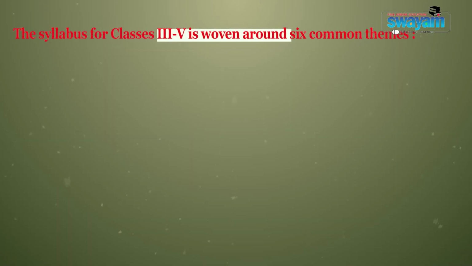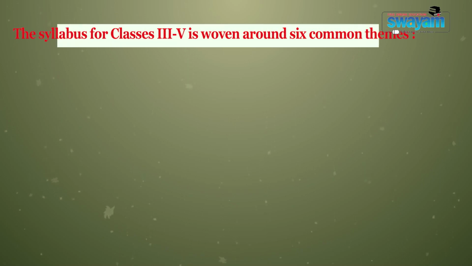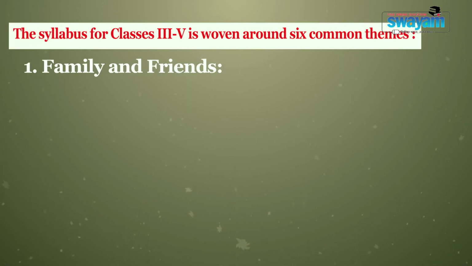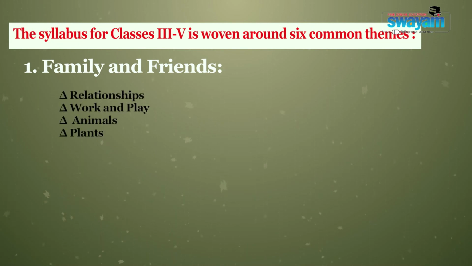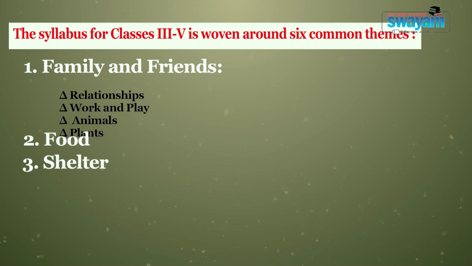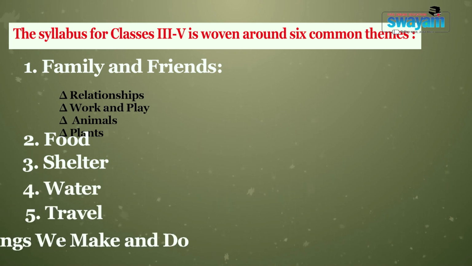This syllabus web has been developed within a child-centered perspective of themes that provide a common interface of issues in social studies, sciences and environmental education. The syllabus for classes 3rd to 5th is woven around 6 common themes. The predominant theme on family and friends encompasses 4 sub-themes: relationships, work and play, animals, plants. Then the next theme is food, shelter, water, travel, things we make and do.